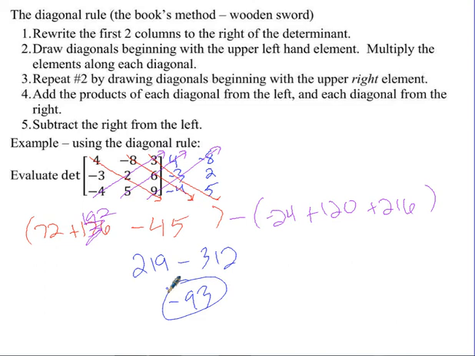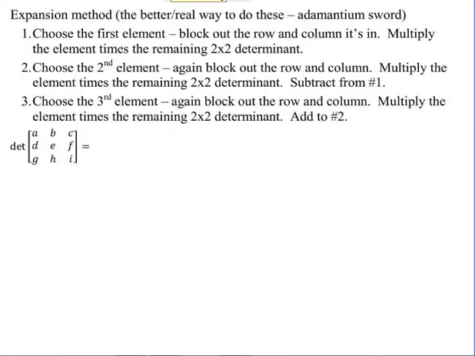Using the diagonal method, the wooden sword, the rotten, termite-infested, terrible, terrible thing. Okay, the expansion method is the better, real way to do these, the way that normal people do it. It's the adamantium sword. Indestructible perfection.